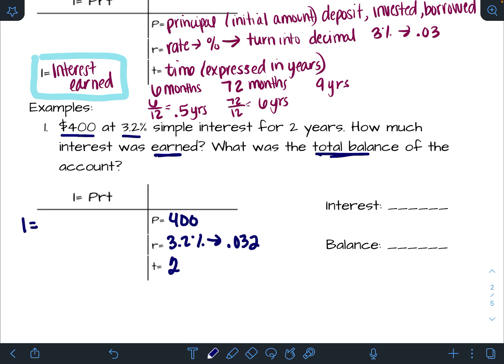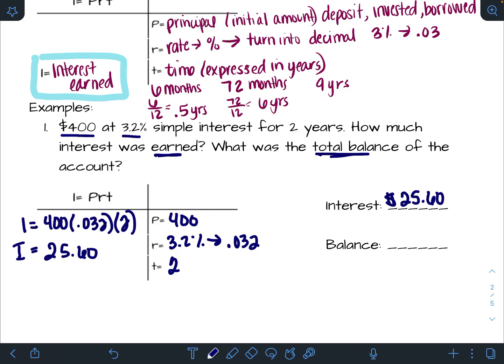So I'm going to have I is equal to 400 times 0.032 times 2. And when you type that into your calculator, you should get an interest of $25.60. So I know my interest is $25.60.